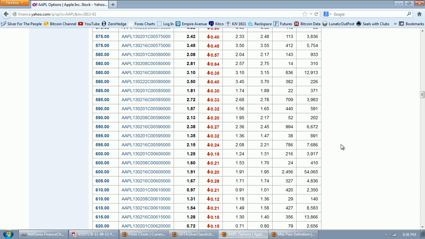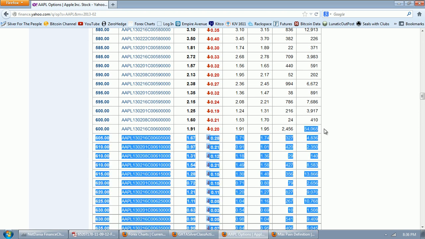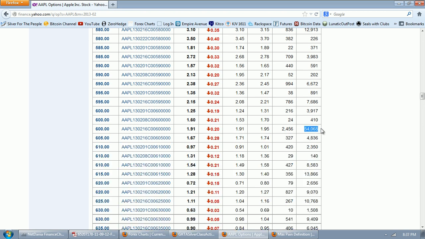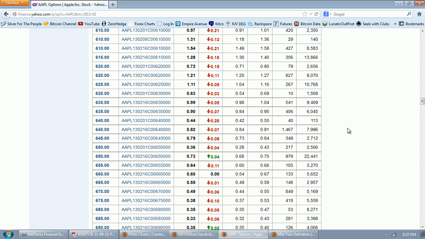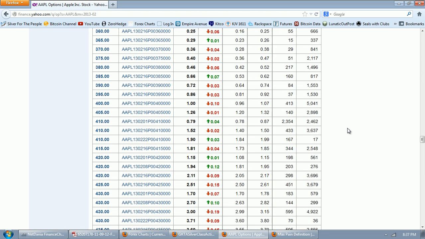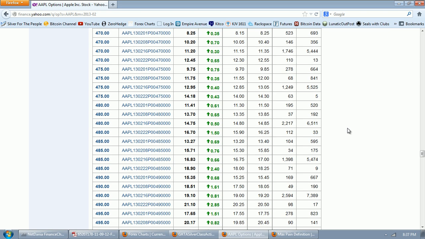The way you calculate it is you just find the largest number of puts and calls and whatever open interest added together at what price is going to equal that max pain. So we've got about 54,000 on the calls. We've got about 7,000, I think it was, on the puts.